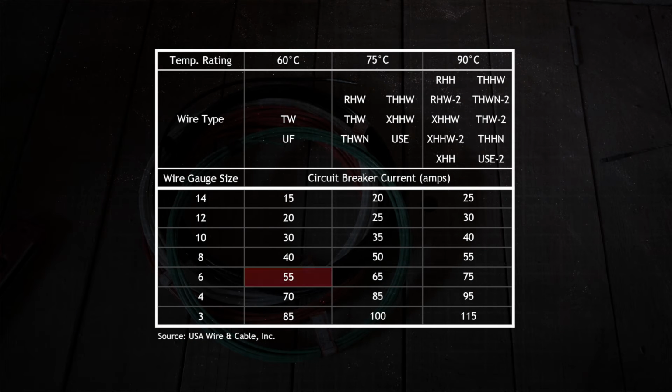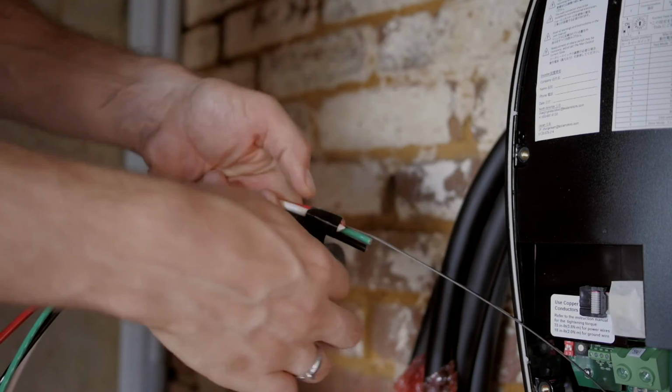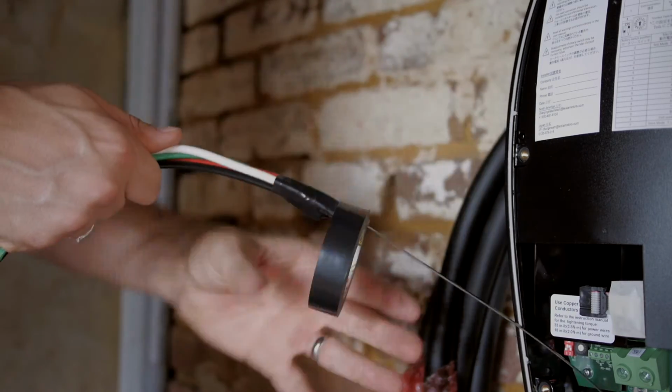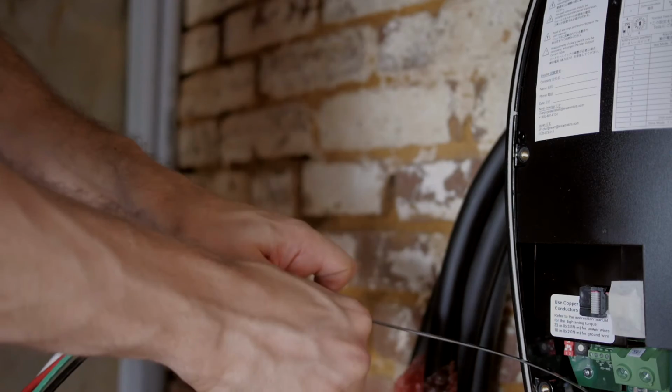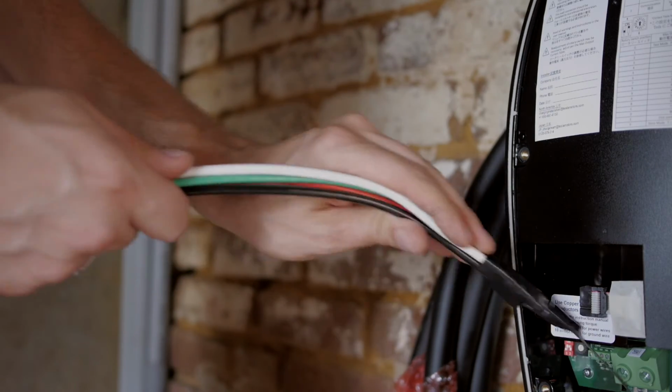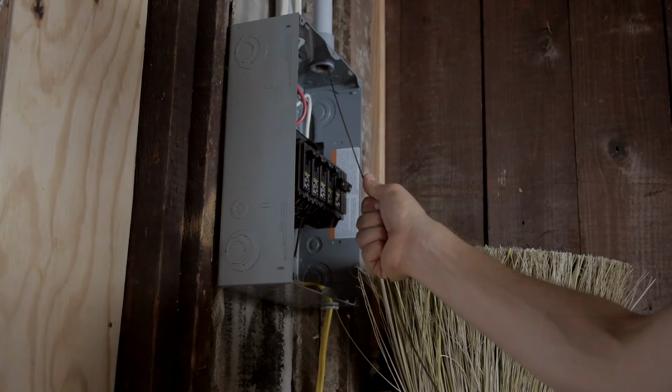Since I would be pulling up to 50 amps, a 6 gauge wire size was appropriate. When you're pulling wire through conduit, you really want to use a stranded individual conductor wire, as it pulls much, much easier than solid wire. In the US, the THHN type is widely available at large home improvement stores and general hardware stores.